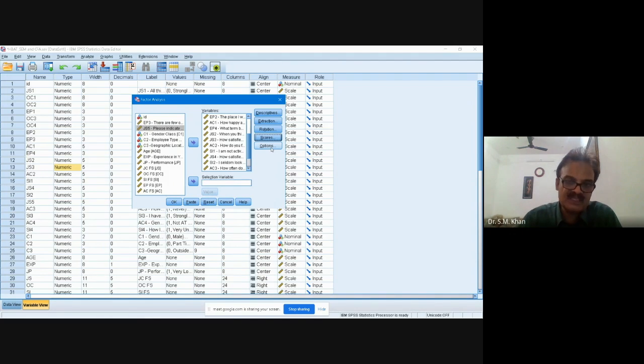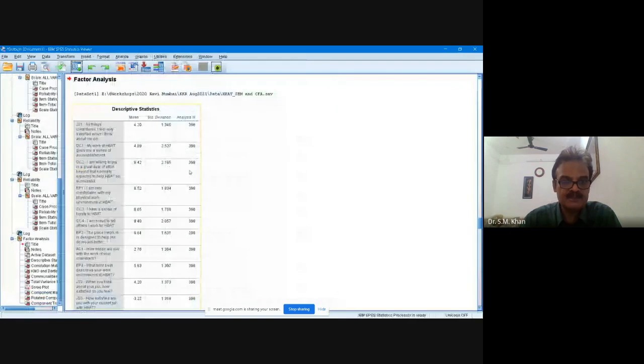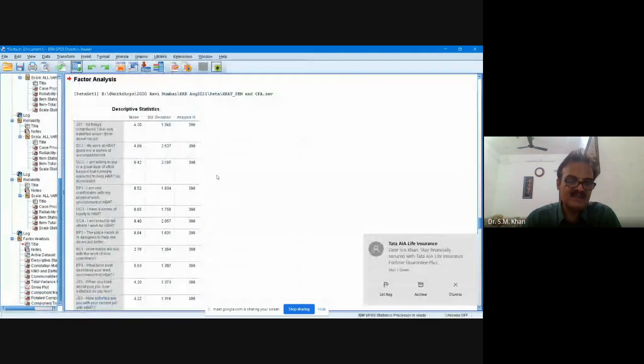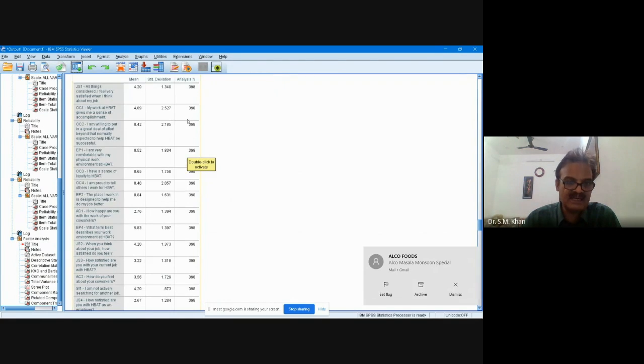If you are not using this option, okay, let us see the analysis. Okay, if you go back to the output, factor analysis. Now see, for each item you are having the descriptive statistics. Okay, mean, standard deviation, and analysis. Fine.